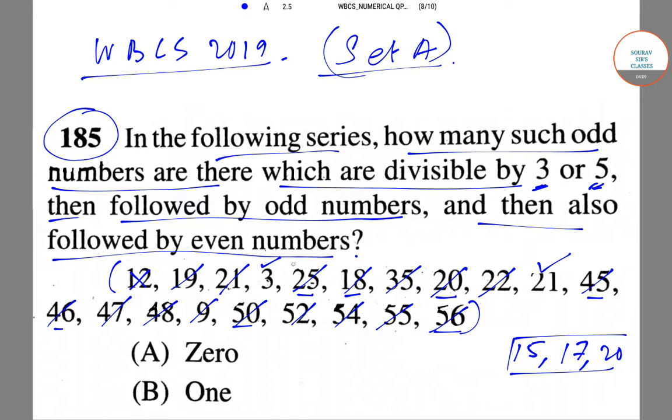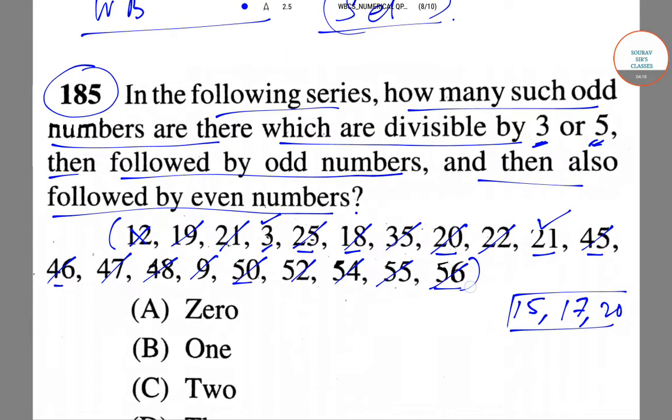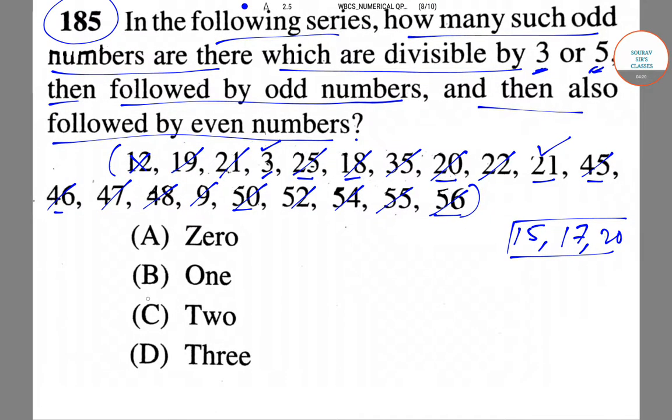Ultimately we are left with only two numbers, 3 and 21, in this series, which satisfy the given criteria that we are looking for here. As you can see, option C, which says that there are two numbers, is the only correct answer in this given question. Option C. So this is how you solve this question number 185. Now we'll be moving to the next question in the subsequent videos. Thank you very much.